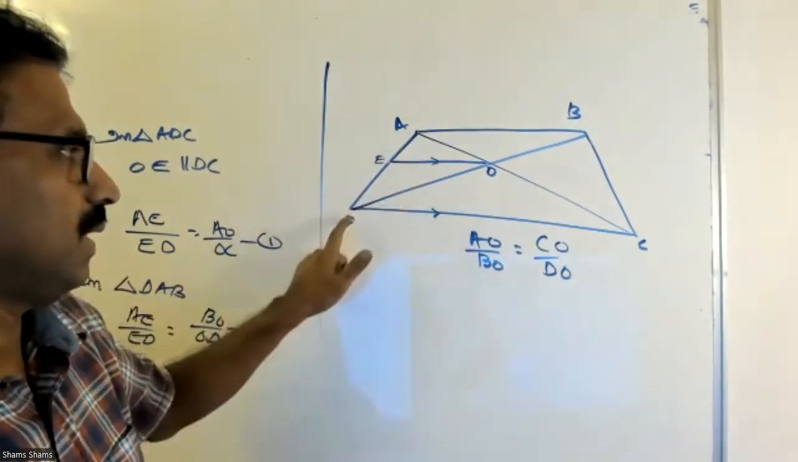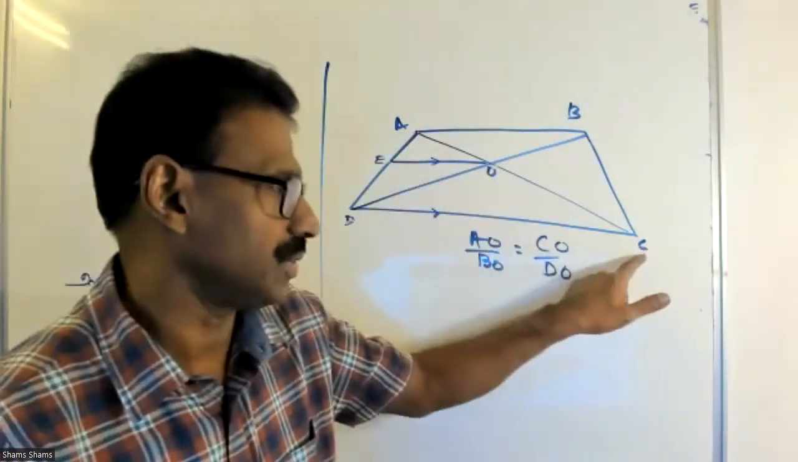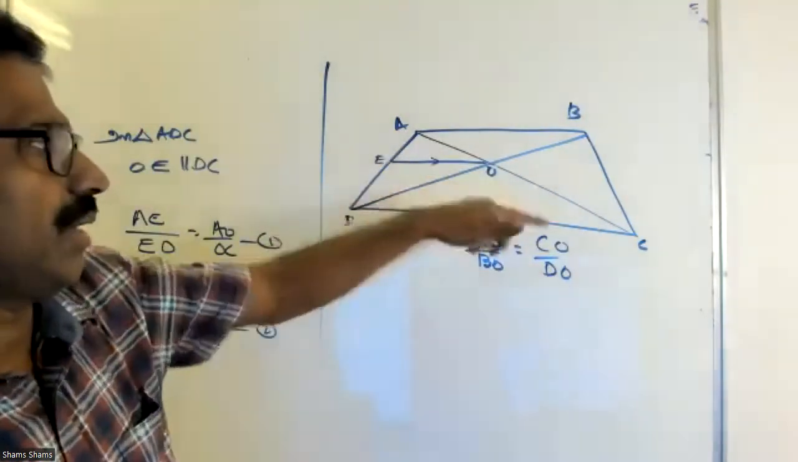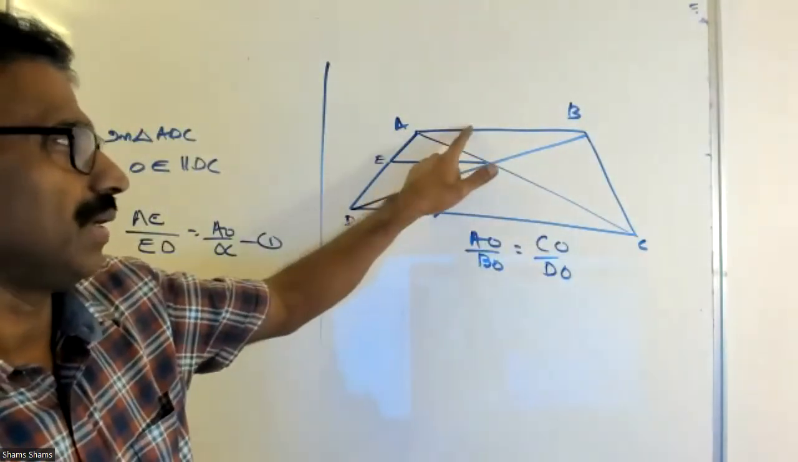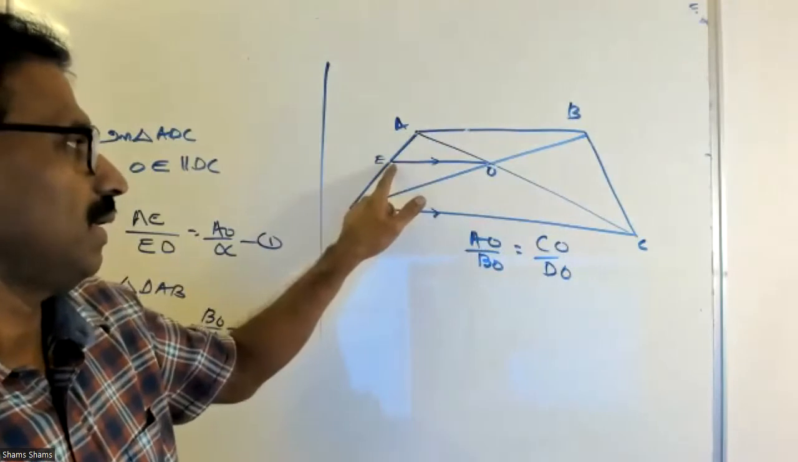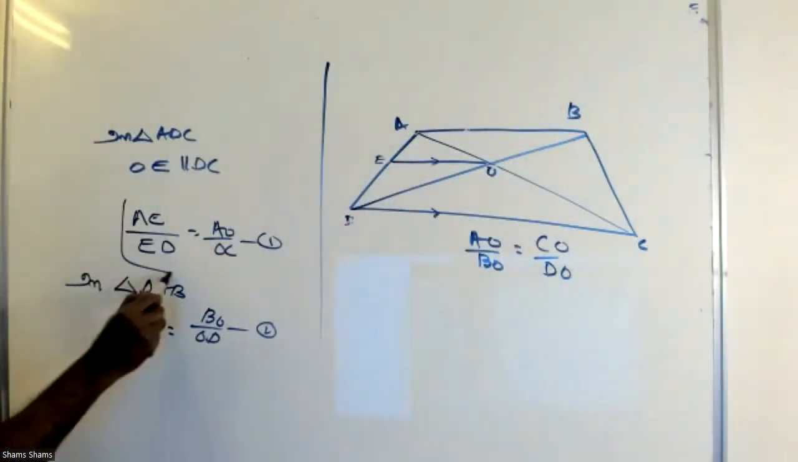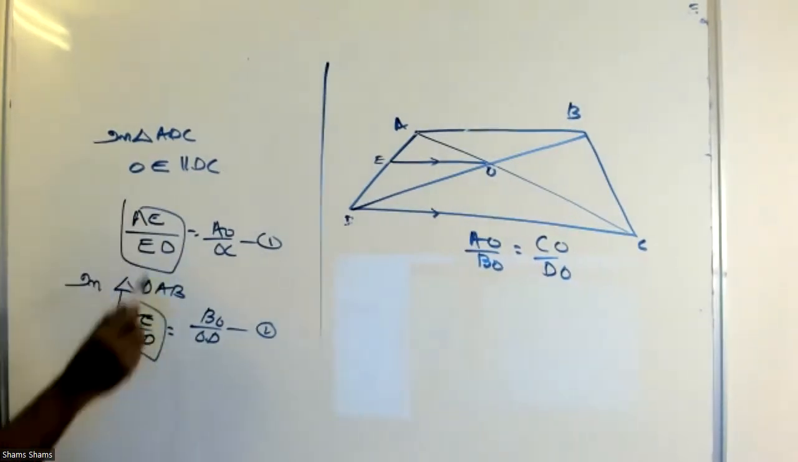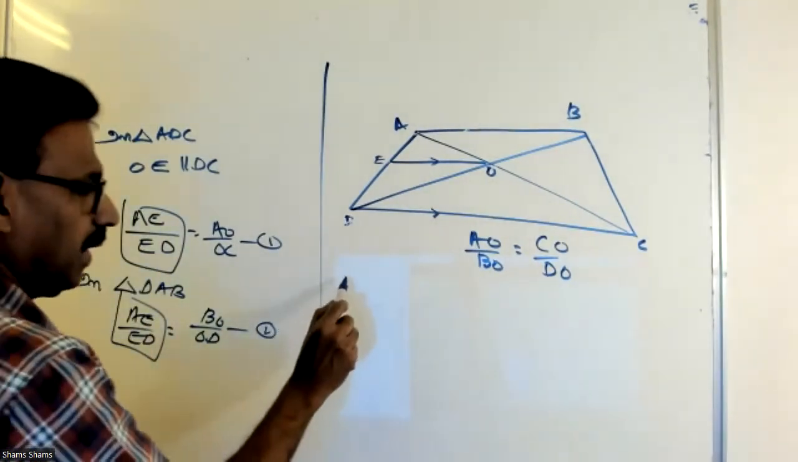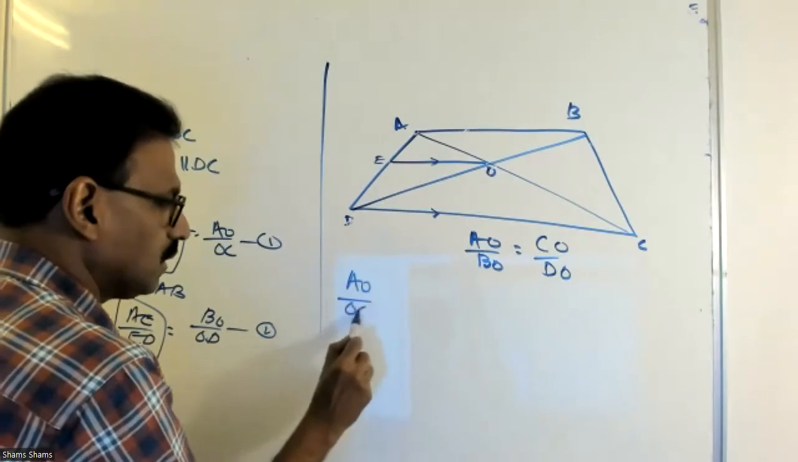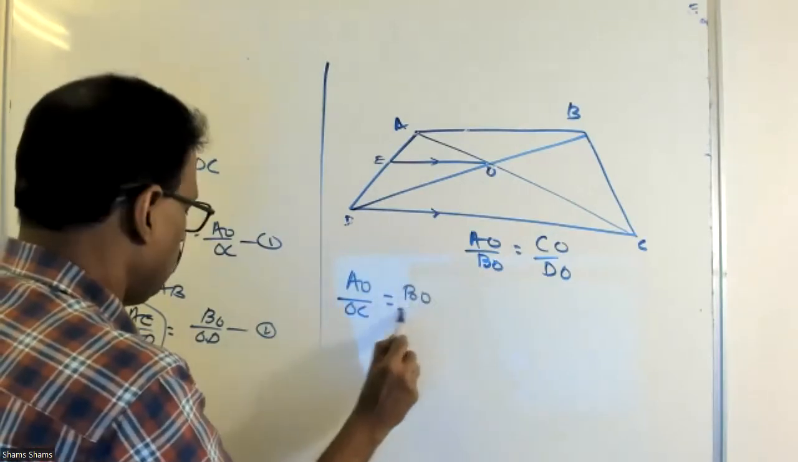Therefore, AE by ED equal to AO by OC. And in triangle DAB, this line is parallel here. So, AE by ED equal to BO by OD. Now look here, this is the same. From 1 and 2, LHS is the same, so on the RHS we can write AO by OC equal to BO by OD.